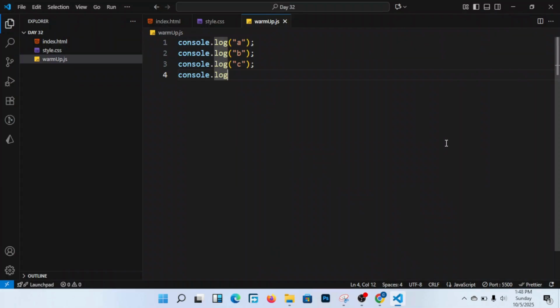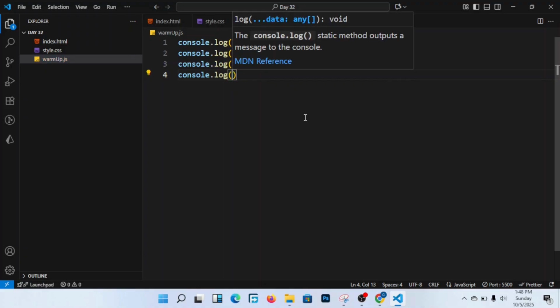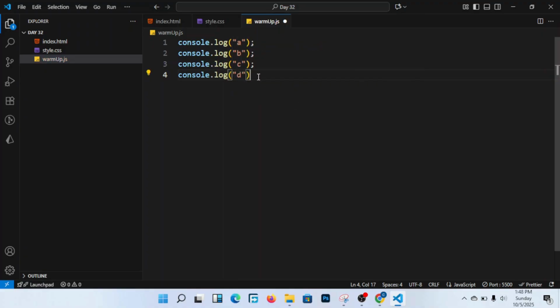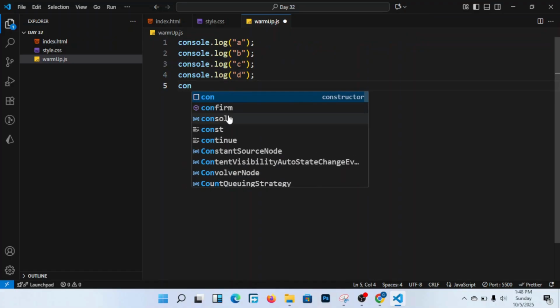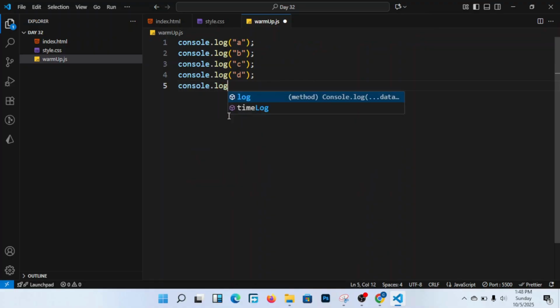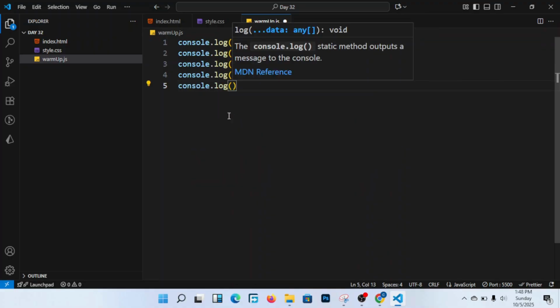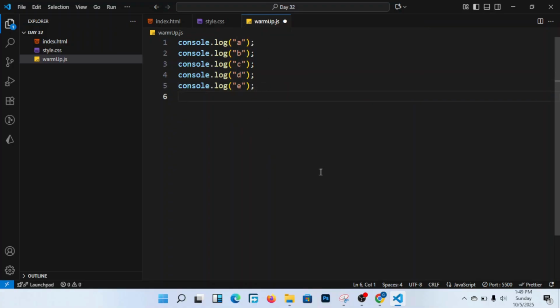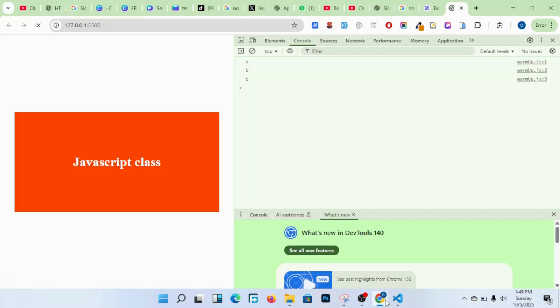So members, you see we are moving, okay? D, we are now on D. Members, we are doing what they call a warm up. Are you seeing it? Console.log, console.log, console.log. A, B, C, D, E. Okay, we are now doing a warm up. How does it look? It looks like this: A, B, C, D, E.